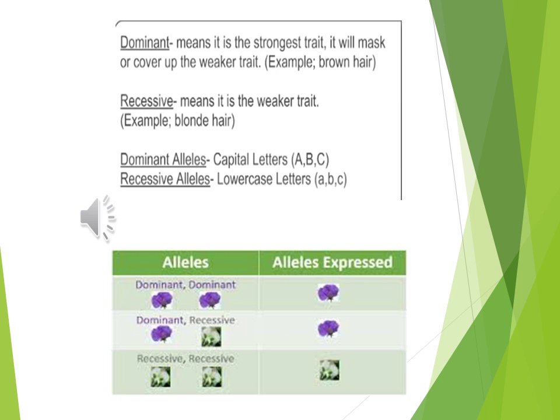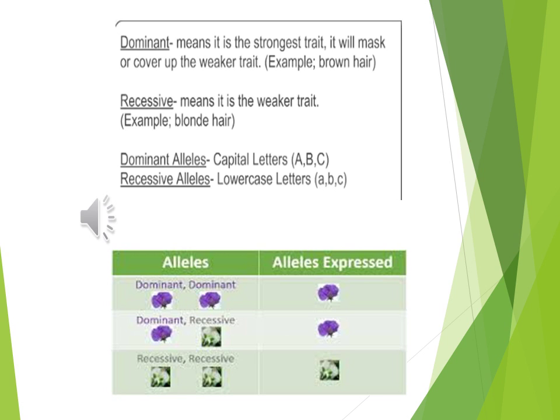Mendel hypothesized that some factors were dominant, blocking other factors. A genetic factor that blocks another genetic factor is called a dominant trait. A genetic factor that is blocked by the presence of a dominant factor is called a recessive trait. Dominant means it is the strongest trait. It will mask or cover up the weaker trait. Example, brown hair. Recessive means it is the weaker trait. Example, blonde hair.